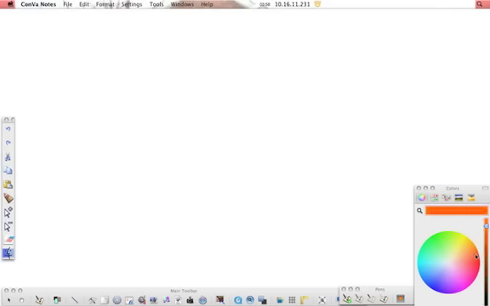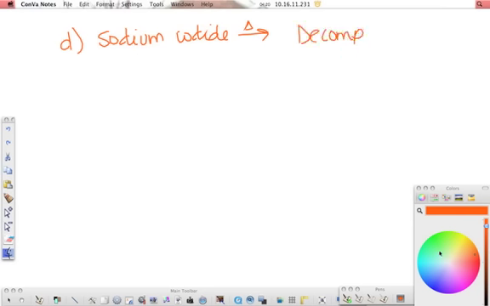Let's do orange, why not? Okay, D says sodium iodide. And then it just gives us an arrow with a little heat symbol over it. That little heat symbol is a dead giveaway, but the fact that we only have one reactant is the biggest giveaway of all, that this is a decomposition reaction.